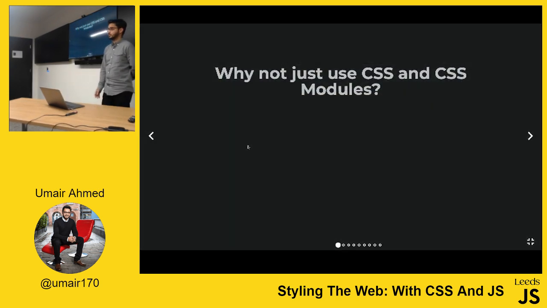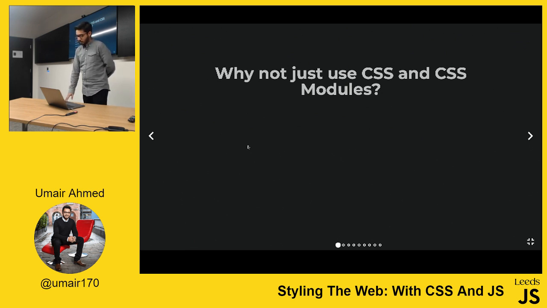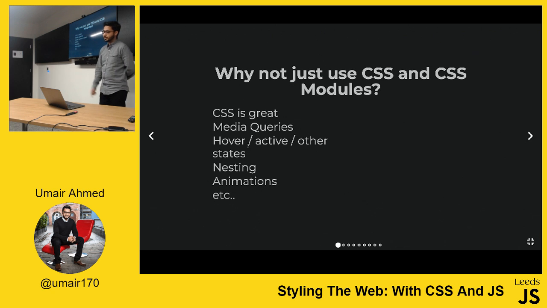So again, the question is, why don't we just use CSS or CSS modules like Sass and so on? They solve a lot of problems as well, right? CSS is great. It's got media queries, hover effects, active states, focus states, all sorts of things. You've got nesting, so you can target a div individually, like with child selectors and stuff like that. And you've got animations. Keyframes are really good for what they do. For so much less work, it does really good animations, which is quite nice.